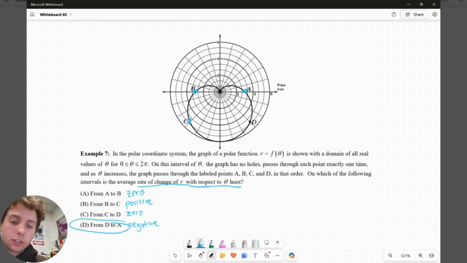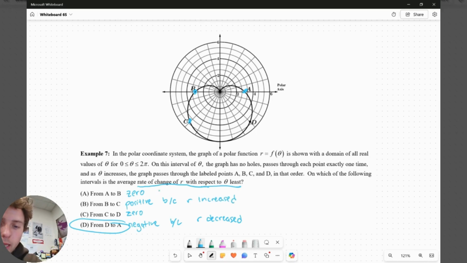If you want to see just some clarifications on where I got each of those, here you go. I did say it verbally, but just to clarify, we said the rate of change was negative. That was because R decreased. We knew this was positive because R increased. And then we knew these were both 0 because R stayed the same.